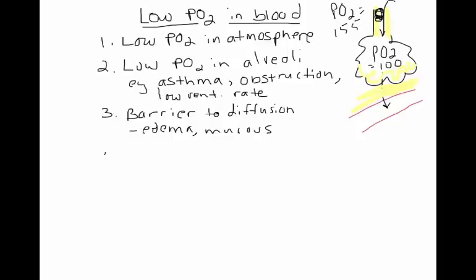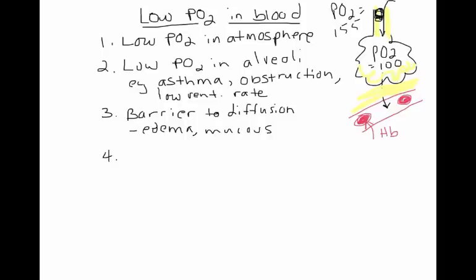The last thing is maybe everything is normal. There's a normal pressure of oxygen in the atmosphere. You're ventilating your lungs normally. There's no barrier to diffusion, yet you still have a low partial pressure of oxygen in your blood. Well, remember how oxygen is carried on red blood cells that are full of hemoglobin. Well, if you have low amounts of hemoglobin in your blood, then that would be another problem and would reduce the amount of oxygen that you can carry.